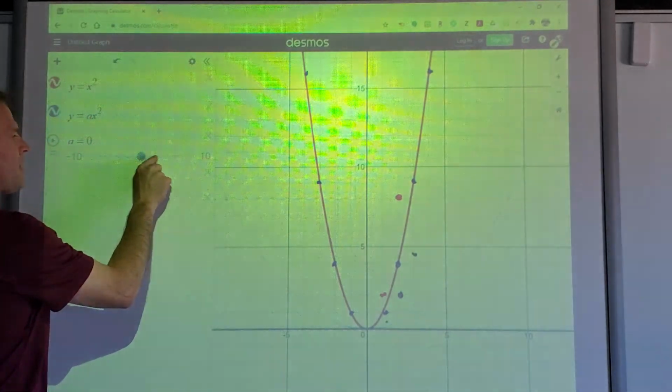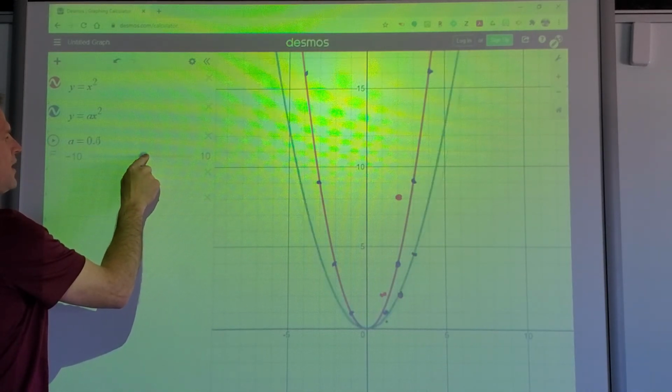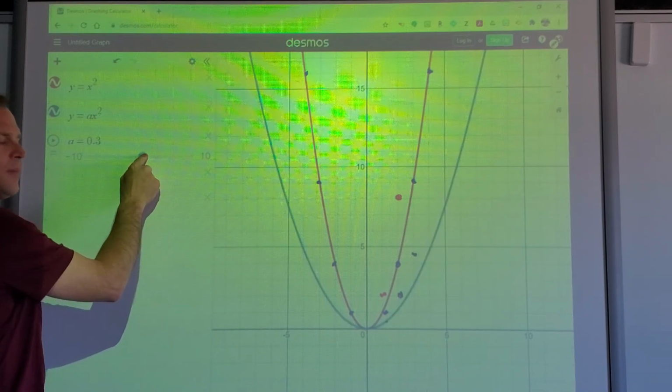So you can see, if I got a big number here, I'm stretched. If I'm at 1, I'm at the normal. If I got less than 1, I'm living here. What happens if I go negative?